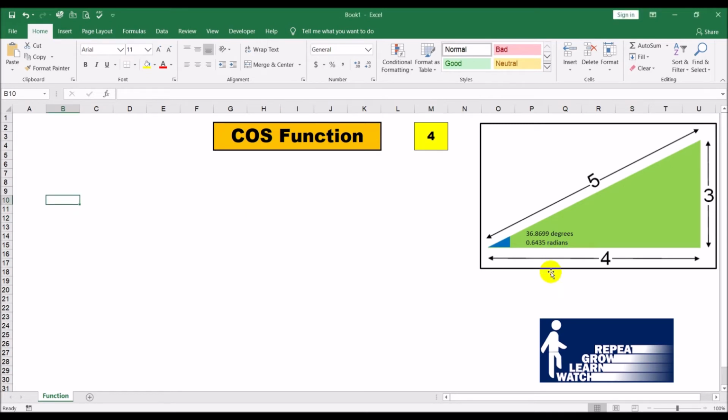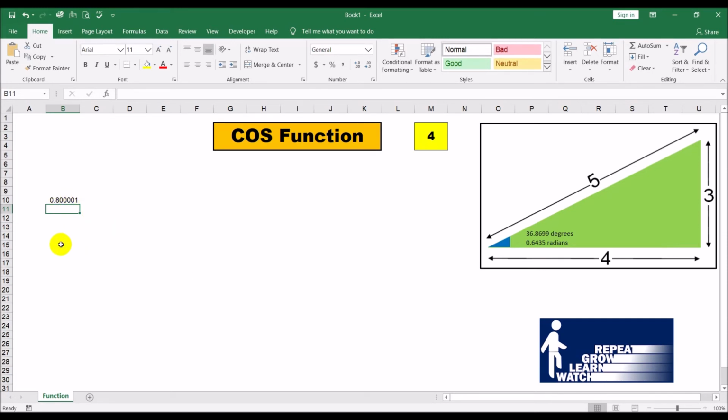Let's calculate the cosine of this angle. So it gives you two options. This is the regular cosine, and this is the hyperbolic cosine. We'll be looking at the hyperbolic cosine in a later video also. Okay. So for now, let's select the COS, and the parameter is asking for a number. The number has to be in radians. So we put 0.6435.